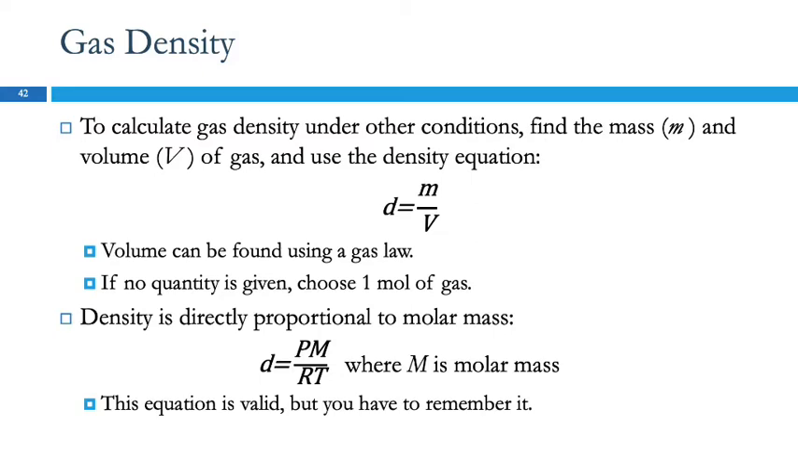So we can also calculate the gas density under other conditions, and the gas density will change because the volume will change if you change the pressure or the temperature. So this is what I recommend. Just keep using the density equation. The density is the mass over the volume. You find the volume using a gas law. A lot of times it'll be the ideal gas law. If they don't tell you the quantity of gas, like the mass, just choose 1 mole because it's easy.